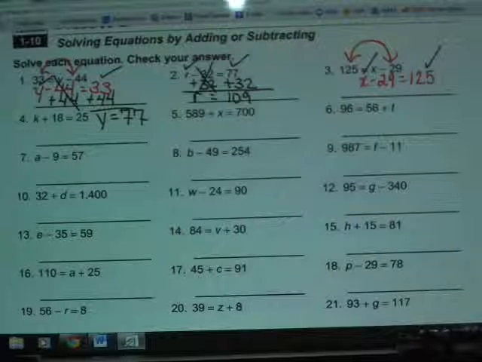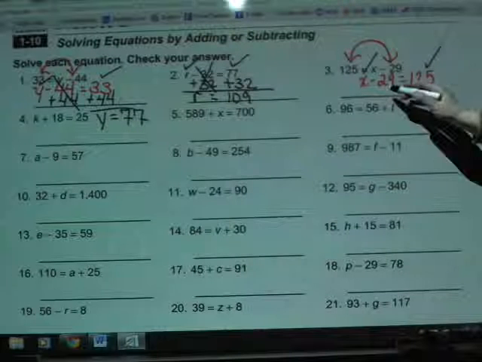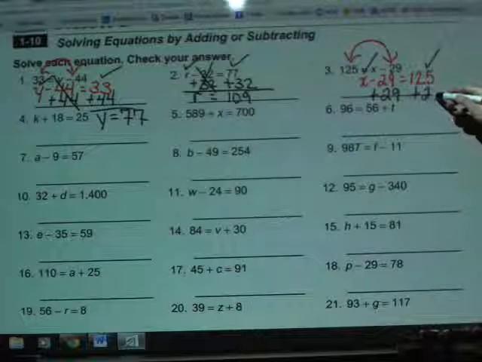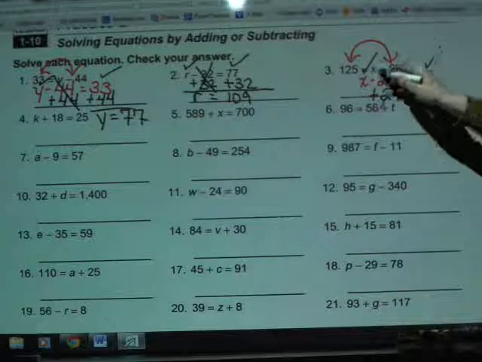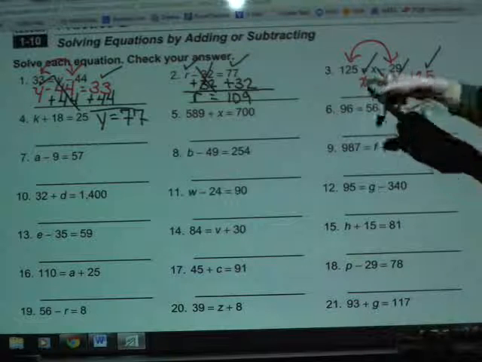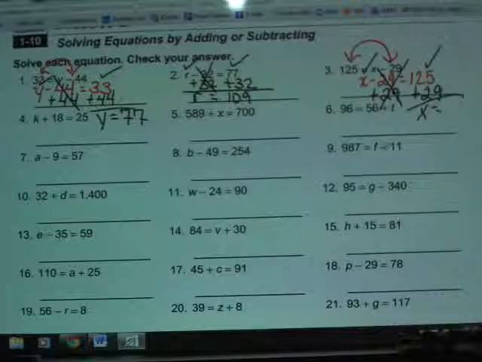So the one thing we're going to have to look at moving here is moving the 29. Well, again, when I want to move something, I'm going to do the opposite. And since 29 has a subtraction sign in front of it, the opposite is going to be to add. So I'm going to add 29 to both sides here. Again, this minus 29 plus 29 cancels each other out and just leaves me x over there, which is good because that's what I'm solving for.